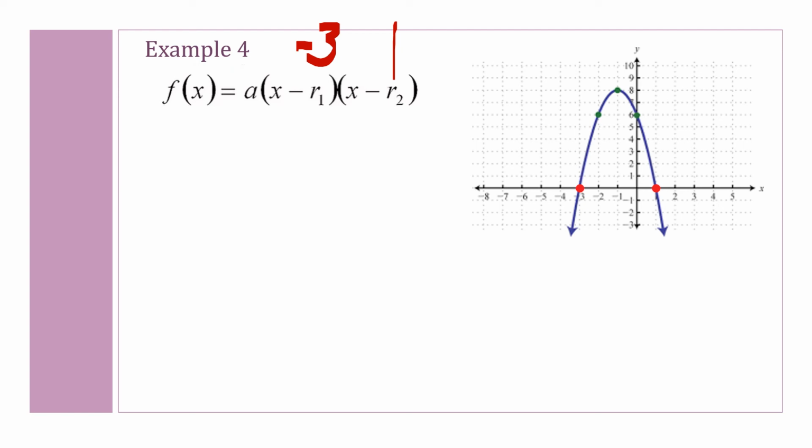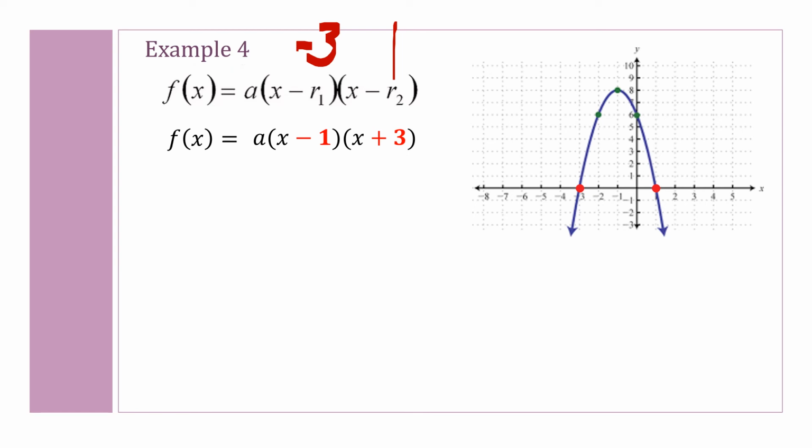Now since one of them is negative, it's going to be a plus that number, and the other one is positive, it'll be minus that number. So now we end up with f of x equals a times the quantity of x minus 1 times the quantity of x plus 3. It does not matter which number goes where, as long as you put them in the place of r sub 1 and r sub 2.